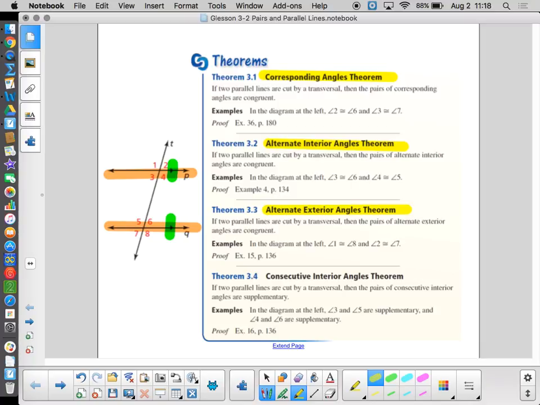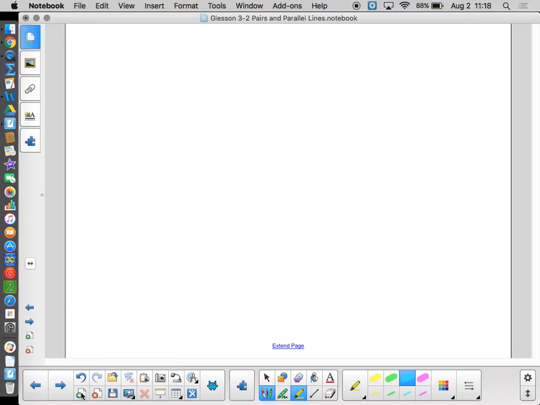The one that's an exception here are the consecutive interiors. The consecutive interiors are not congruent. The consecutive interiors are supplementary. Now, we can work on memorizing this stuff, or we can just use some plain old common sense.